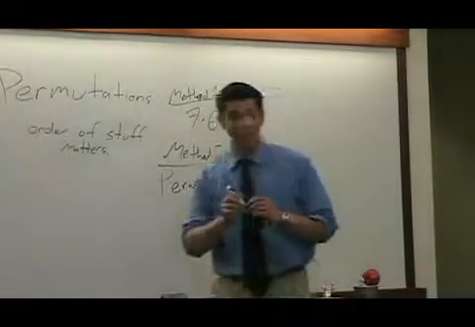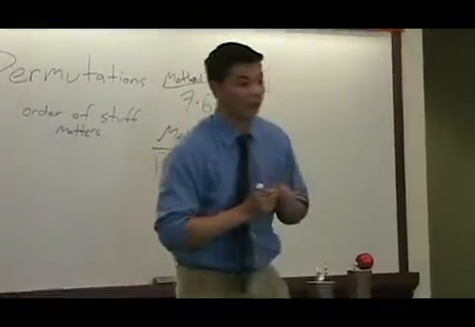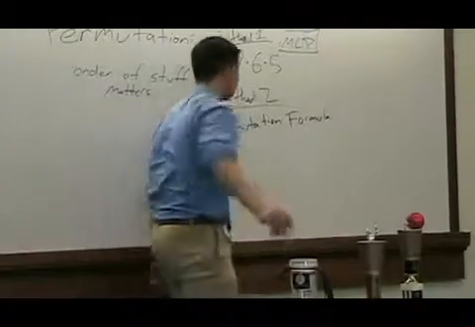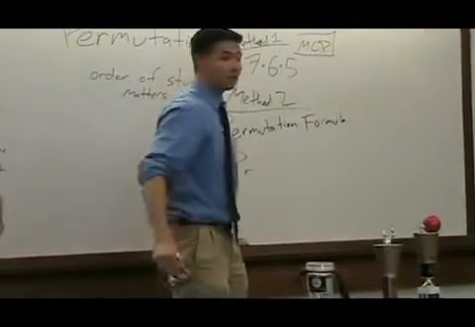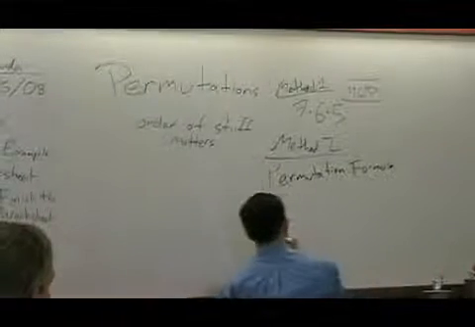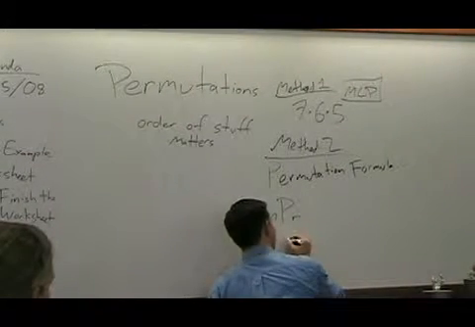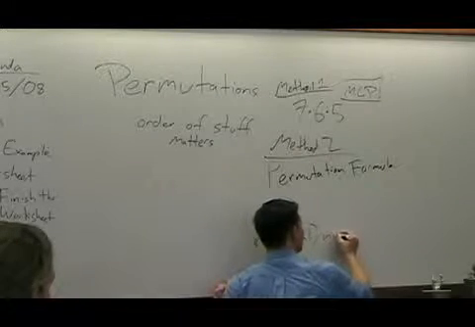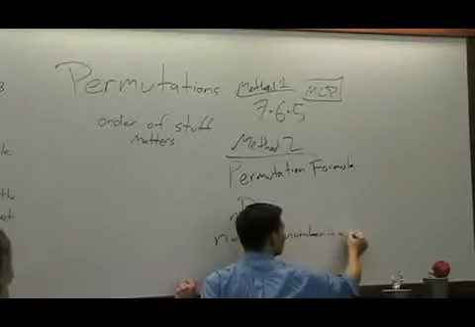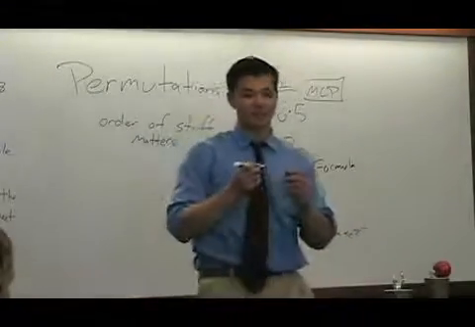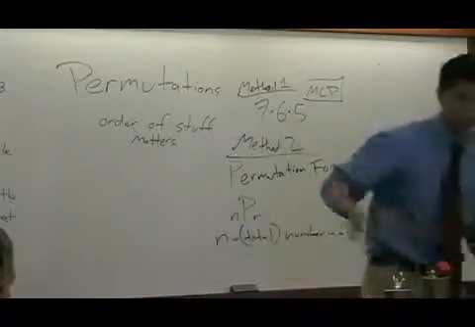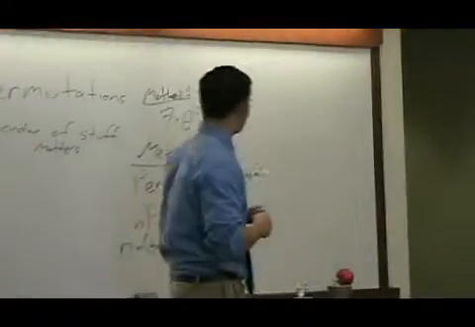The permutation formula is this cool thing mathematicians all figured out, which is written like this: NPR, where N is the total number in a set, and a set would be like what? The 7 dancers, right? In that example, or the 3 trophies that I have.